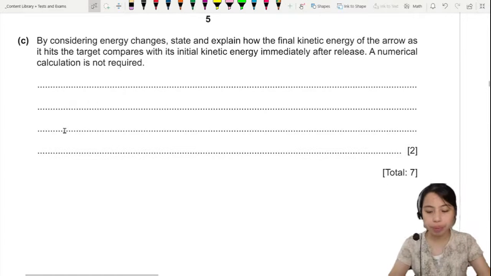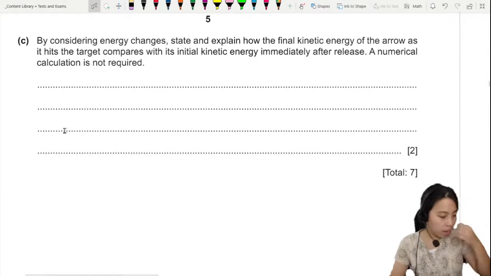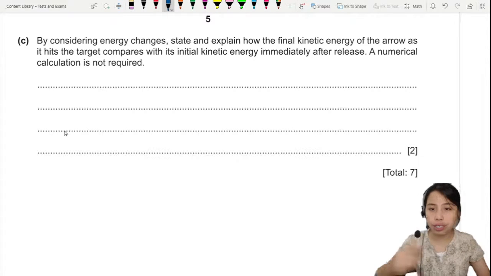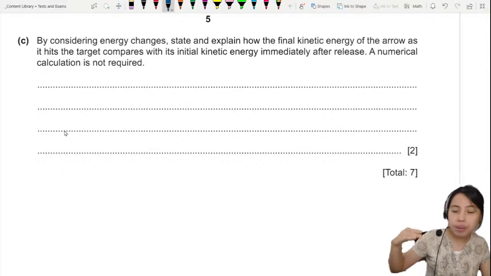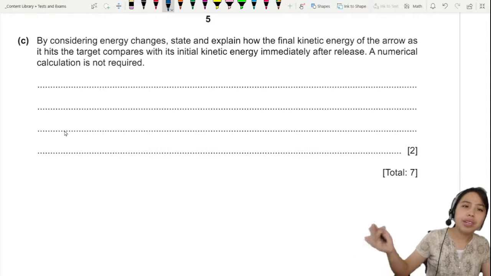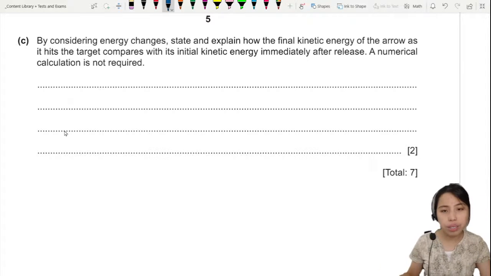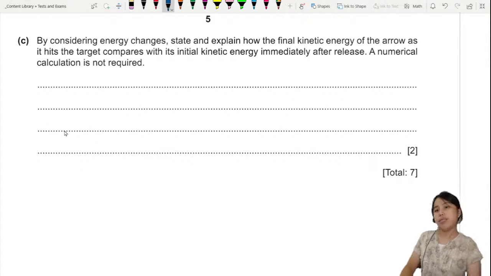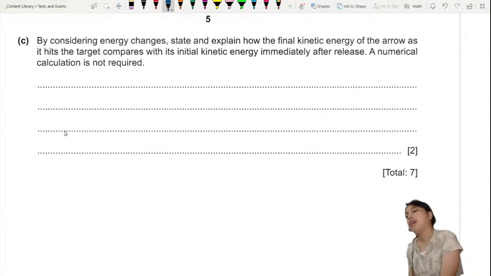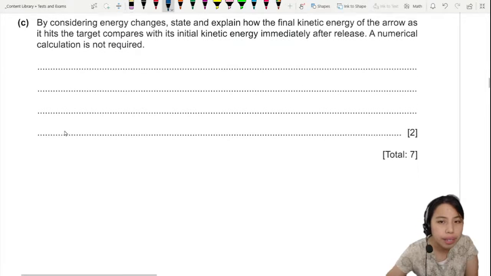Okay, so this last part. Part C: by considering energy changes, state and explain how the final kinetic energy of the arrow as it hits the target compares with the initial kinetic energy immediately after release. Numerical calculation is not required. Basically, don't calculate, just explain.